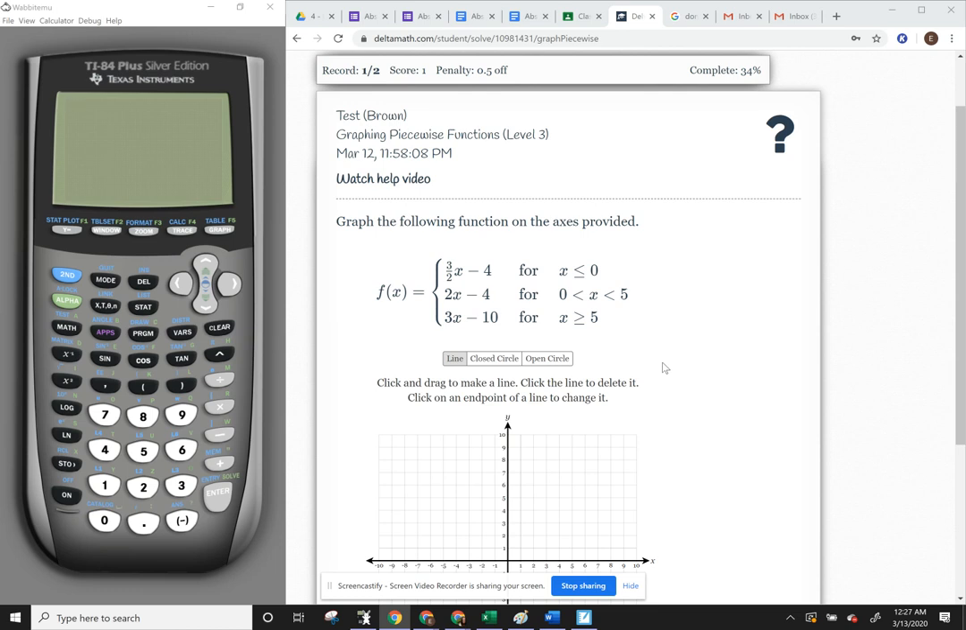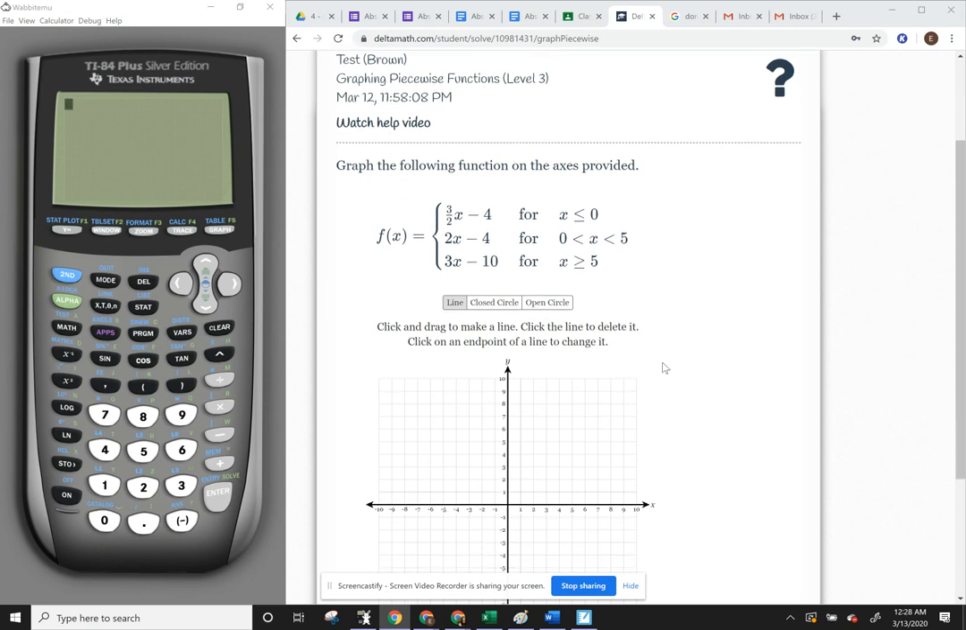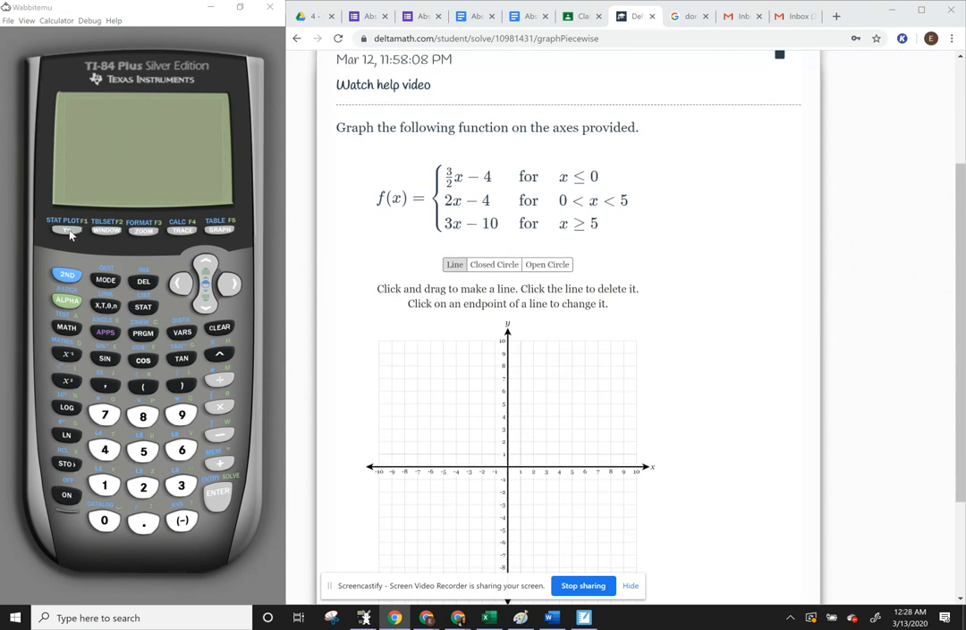So here is a second example of graphing a piecewise function with three equations or three pieces. I'm going to use the graphing calculator once again. So I'm going to go to y equals. First, I'm going to put in the first one. I'm going to do it one by one this time.